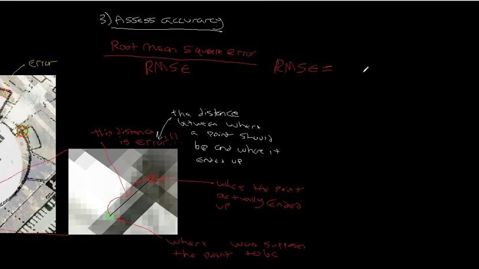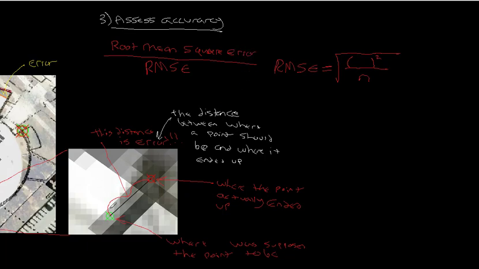So RMSE is defined, well, we can define it based on just breaking the name apart. Root means we're taking the square root of something. Mean means we're taking the mean of something, which means we're going to be dividing something by the number of that something. That's what it means to take the mean. Square means we're going to be squaring something. What are we going to square? We're going to square the error.